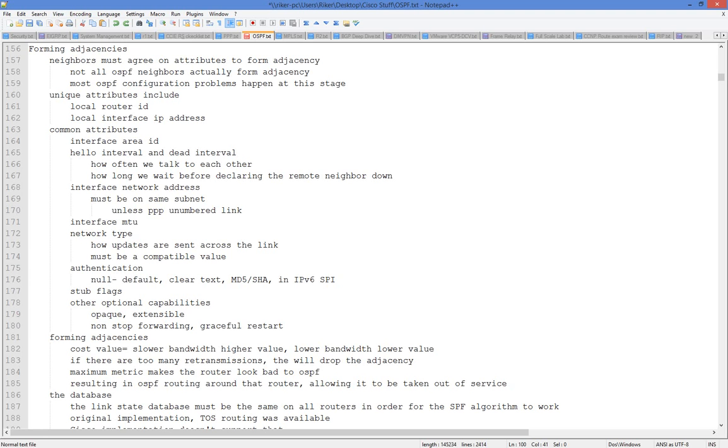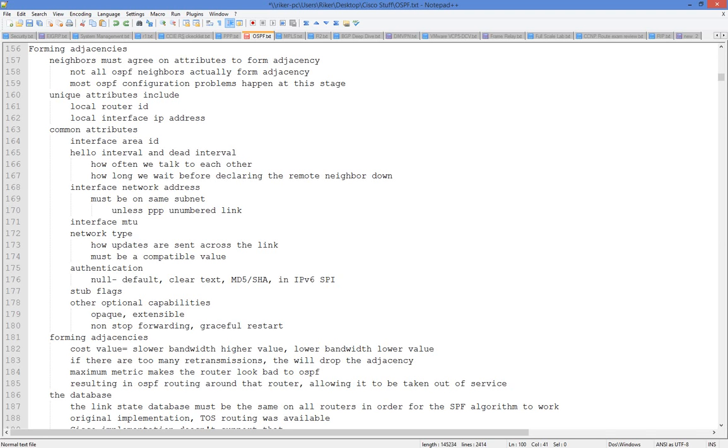Some of the other capabilities that are out there that aren't really talked about too much, but are still applicable to some level, are the opaque LSAs, which are for extensibility, which allows you to do advanced features in MPLS and stuff like that with traffic engineering.